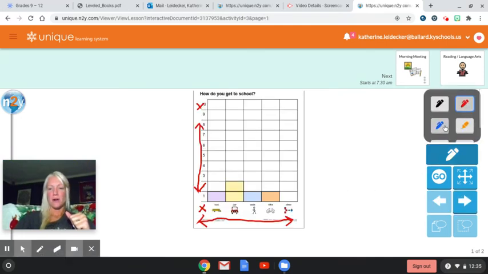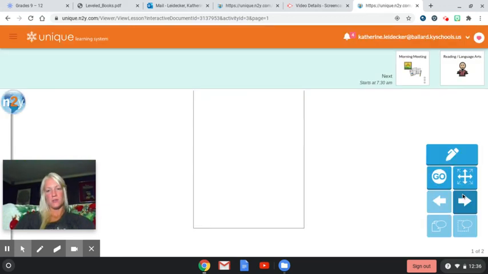So I'm going to get my marker here and I'm going to count. I have 1 student that rides the bus. 1, 2, 2 students that are a car rider. 1 student that walks. And then 1 student that rides a bike. So I have 1, 2, 3, 4, 5 students that I have asked how they got to school. So let's flip to the next slide.